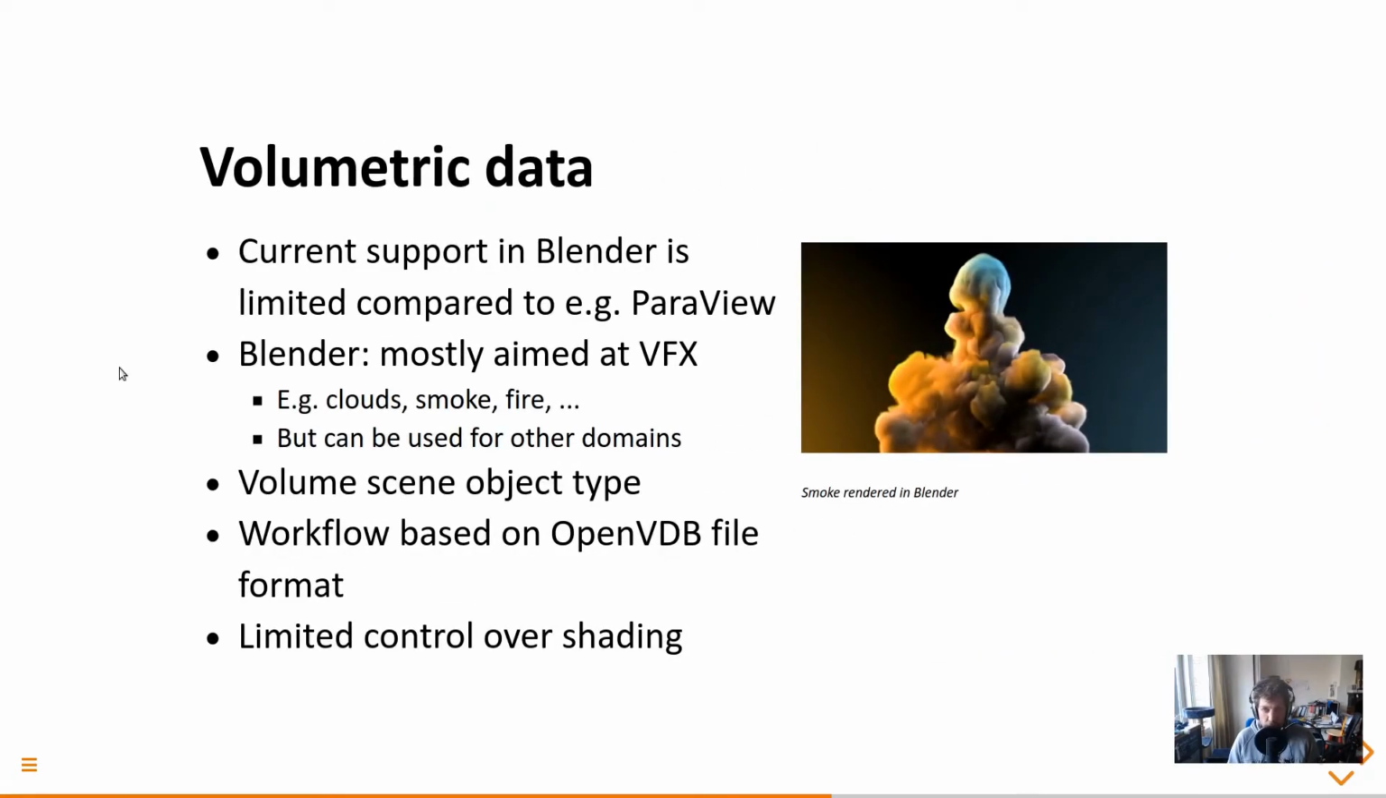Another type of data that is used frequently within a scientific context is volumetric data, for example for a fluid simulation or for a medical image. The current support in Blender for volumetric data is fairly limited compared to the average scientific visualization package like ParaView. In Blender, volumetric rendering is mostly aimed at visual effects, for example cloud or smoke, but the available infrastructure can be used for other types of data and use cases.